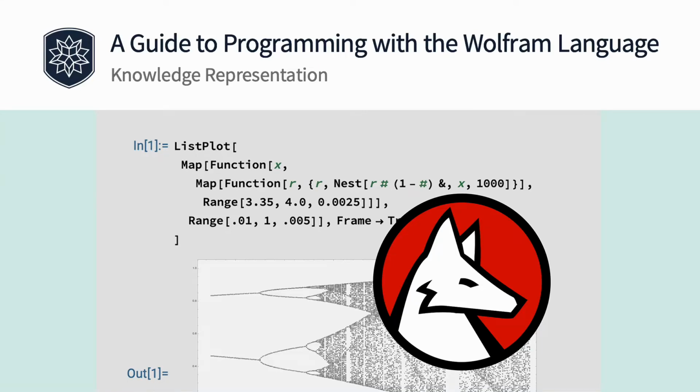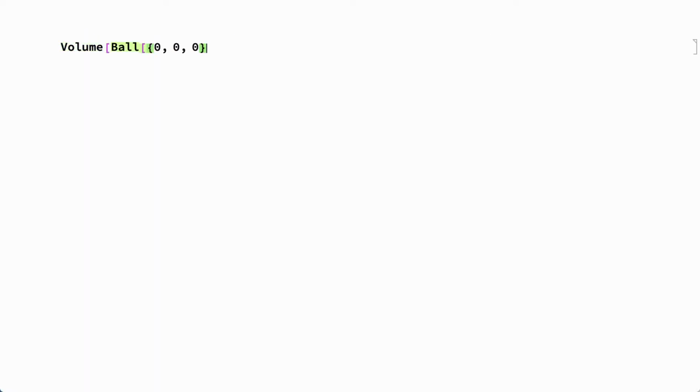The Wolfram language includes a general system for accessing information about the real world and in particular for representing that information in a way that can be used in computations. The basic ideas are fairly simple. For example, here's an input that computes the mass of a ball of lead, which is done here by multiplying the volume of the ball by the density of lead.